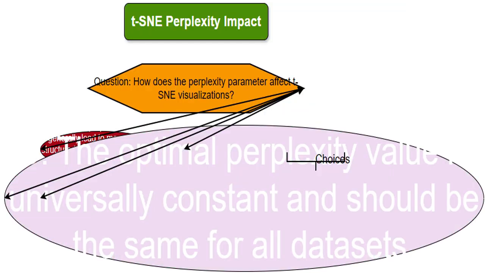This is incorrect. The optimal perplexity depends entirely on the data set I'm working with. There is no single best value that works for everything. It's like choosing the best camera lens. The ideal one depends on what I'm trying to capture. I'll need to experiment with different values to find the best for my specific dataset.